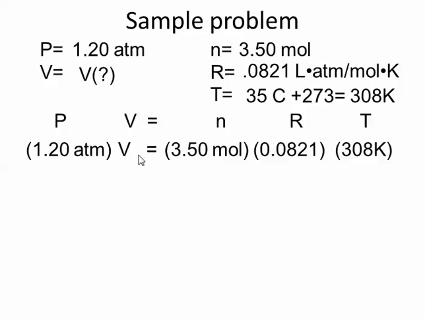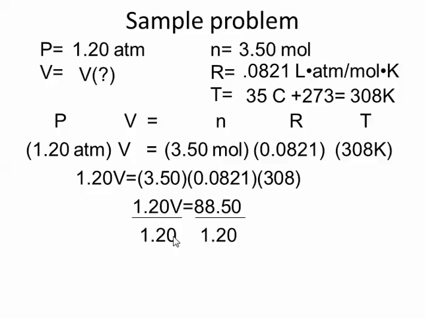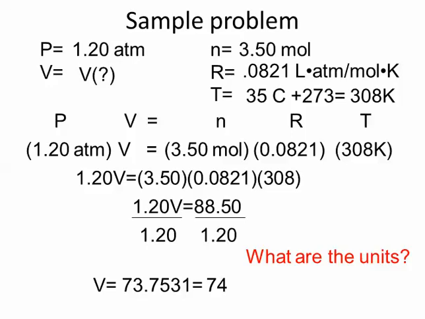And we need to solve this for volume. So let's multiply this side together first. Doesn't really matter how you do it as long as you can solve it correctly. So we got 1.2 V equals 3.5 times 0.0821 times 308. That's 88.50. Divide both sides by 1.2. And we get a volume of, let's round it off to 74. We'll do more about rounding later. And then, since it's volume, the units have to be liters. And there's our example problem.